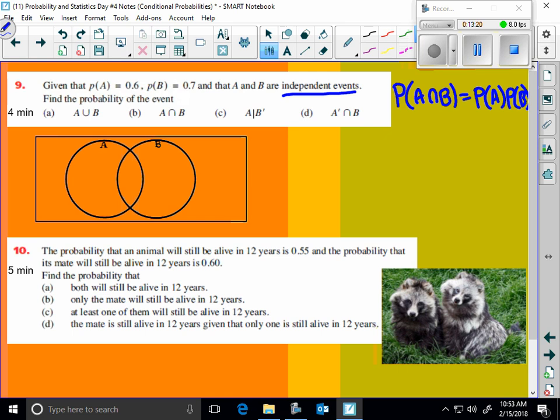Okay? So to find A or B, I would actually probably find B first, and then I'd go back and find part A, and then work my way through the rest of it. So just be aware of that. If you see independent events, probability of A and B will be the product of those 2 probabilities. Okay, I think that's it for today.